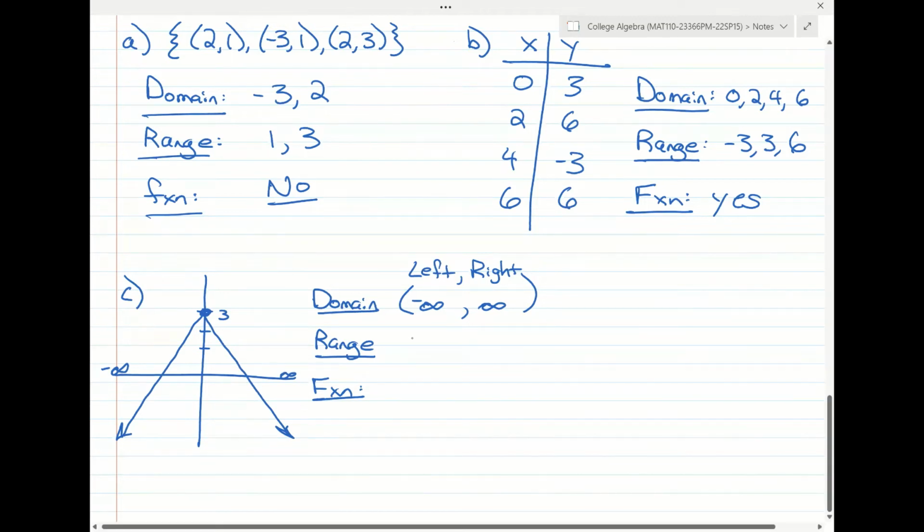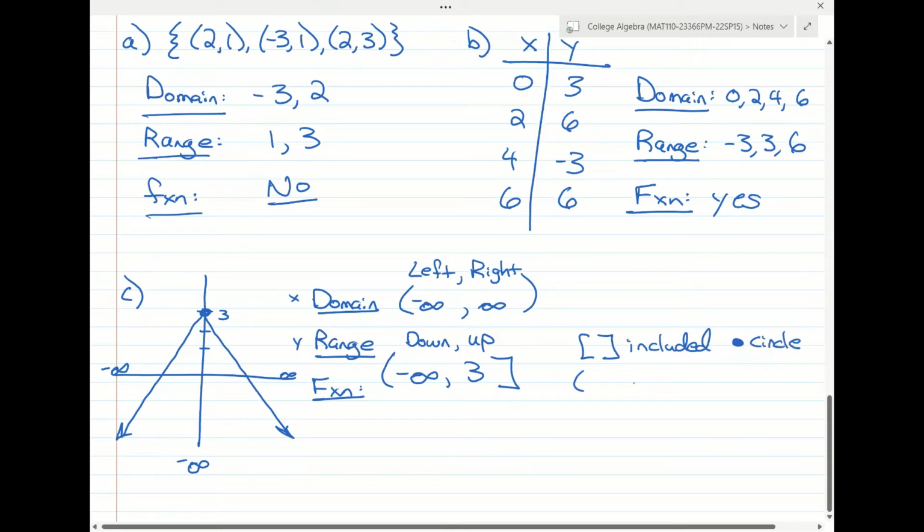What about the range? The range, remember, is the y value. The left side would be how far down it goes, and the right side would be how far up it goes. So it goes down forever. The lowest it goes is technically negative infinity. And the highest up it goes is 3. But we have to put a bracket there. Remember we talked about when we were doing inequalities that we use a bracket if it's included. This would be on a graph if it's like a closed circle. You would use parentheses if it's excluded on a graph, if it's an open circle, or if it's infinity. That's how we write domain and range.